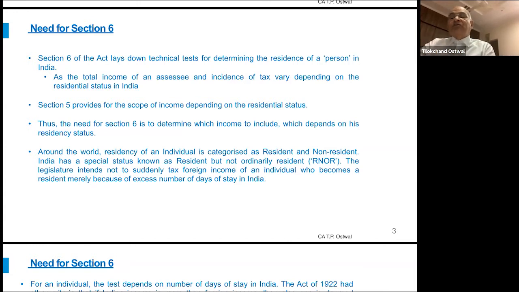Though on paper you are saying that all commercial and management decisions are taken from the foreign country, in reality that is not correct. And therefore you run the risk of the foreign company being treated as a resident of India. That care one has to take.